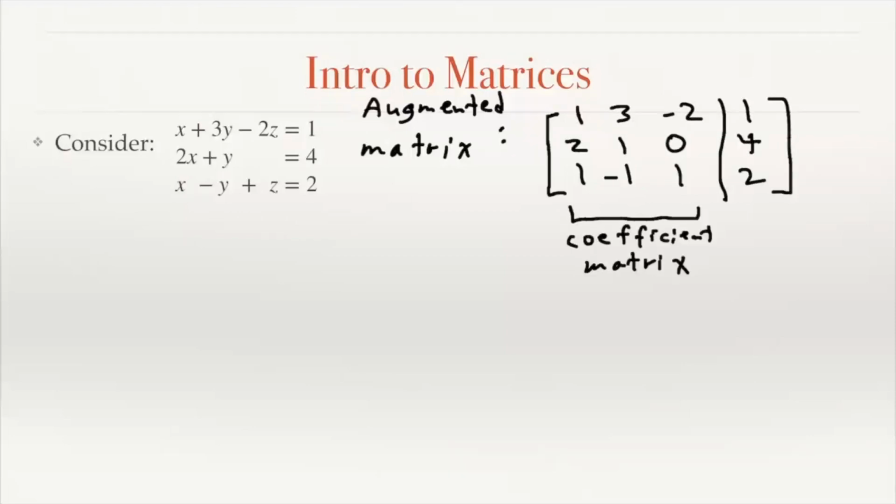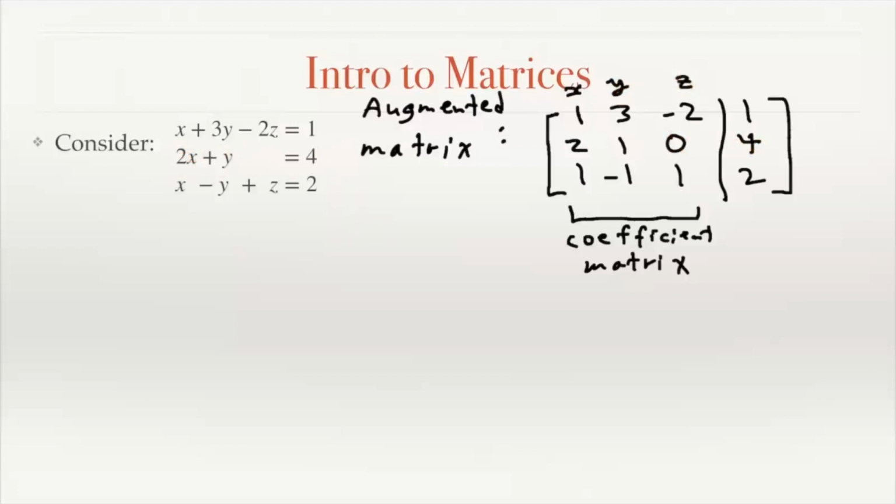And then we typically denote the equal sign with a vertical line. Not all sources use this custom, but I will be using it. So we can read across a row. That's the x column, that's the y column, that's the z column. And reading across this first row, that's 1 times x plus 3 times y minus 2 times z equals 1, which is the first equation. The second row is 2x plus 1y plus 0z equals 4, which is the second equation.